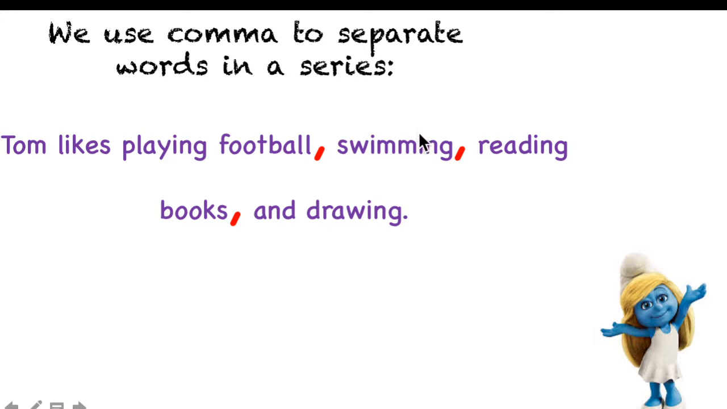Swimming. That's another activity, comma. What else does he like? Reading books. See, I cannot separate reading and books because reading books come together. It's a phrase. So he likes reading books. After the books we will put comma, and drawing. He likes drawing too. That's the last activity. So the last comma comes before the word and.